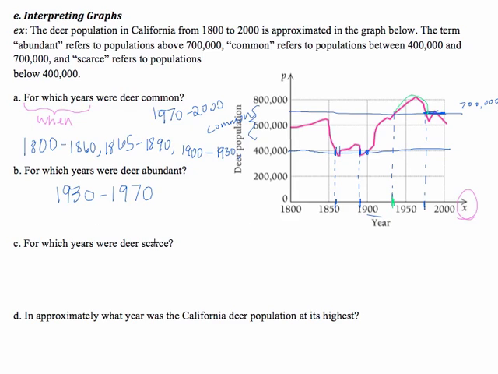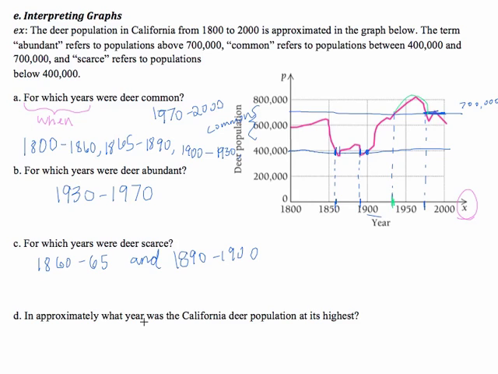And when were they scarce? That's beneath 400,000. So right there, just a tiny bit, and right there, just a tiny bit. That's these two gaps. So from about 1860 to 1865, and right in there, maybe around 1890 to 1900, and my estimates may be off, but that's close enough.